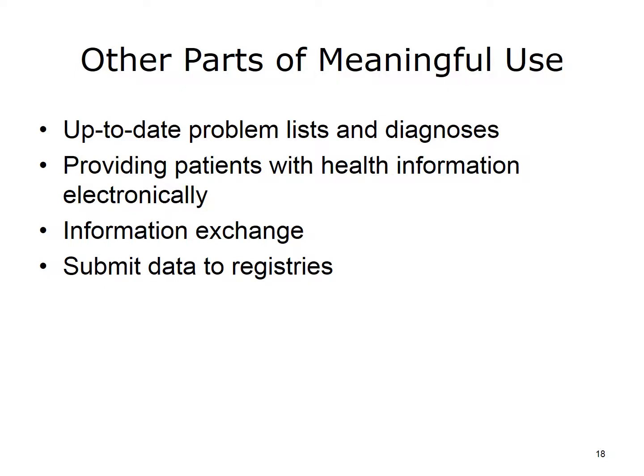The electronic health records need to contain up-to-date problem lists and diagnoses, and healthcare providers have to have a way of providing patients with their own health information electronically. One way to do this is to set up a personal health record, or PHR, for each patient. The most recent meaningful use rule requires that not only must healthcare providers give patients online access, but they must have a certain percentage of patients use it for downloading or transferring the information. Like many of the other rules, the percentage of patients who must use it will likely increase with later stages.